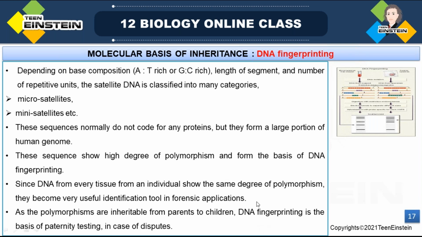We know the forensic application for criminal cases and all; we are doing this DNA profiling to find out. And these polymorphisms are inheritable from parents to children. So DNA fingerprinting is used for paternity testing also. Got it? Here you can see the DNA bands that form while checking. Based on those banding patterns, we are doing forensic application and paternity testing.